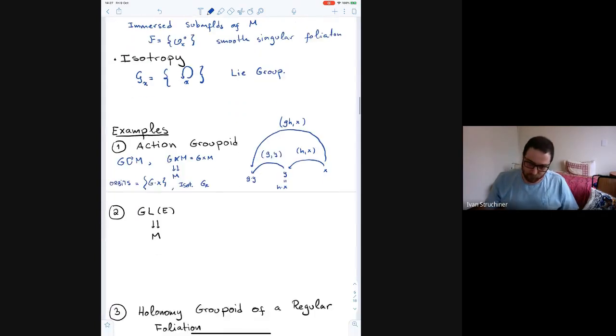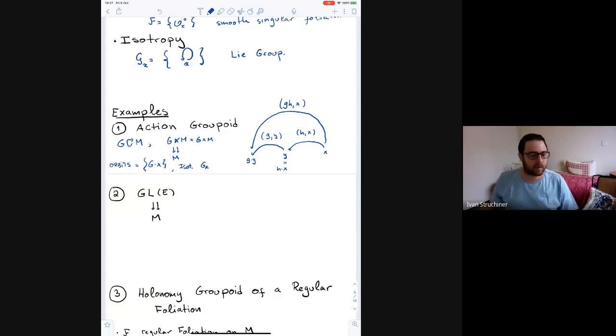Okay. The second example that I want to give you. There are tons of examples, right? So I'm just going to give you a few examples. But the second example is the general linear groupoid associated to a vector bundle. So here E over M is a vector bundle. And then an arrow from X to Y is just a linear isomorphism from the fiber over X to the fiber over Y. So this is what an arrow is. It's a linear isomorphism between the fibers of the vector bundle.